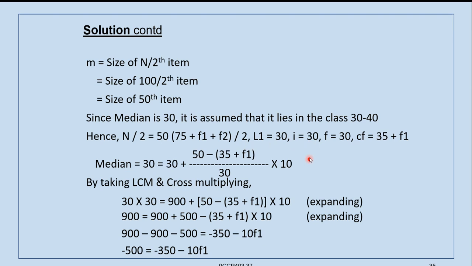L1 is 30, i is 10, f is 30, CF is 35 plus f1. So median, which is given in the problem as 30, is equal to 30 plus (50 minus (35 plus f1)) by 30 into 10. In the same method as we have seen in the last example, by LCM cross multiplying, we get this.